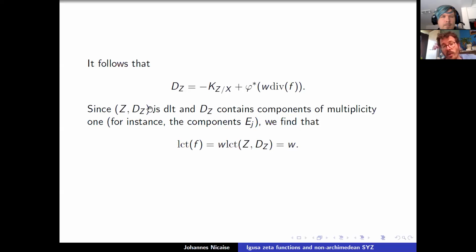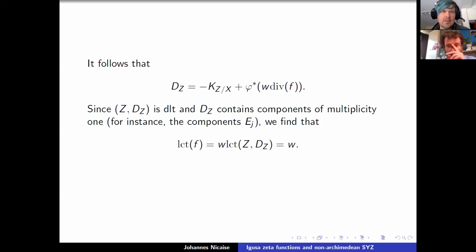And so this is a partial resolution for the pair (X, D_X) that we can use to compute the log canonical threshold of F. Inside D_Z, what appeared was not exactly the divisor of F, but W times the divisor of F. This has the effect of multiplying the log canonical threshold by a factor W. So the log canonical threshold of F is equal to W times the log canonical threshold of the pair (Z, D_Z). And as I've just explained, this is equal to 1. So we find that the log canonical threshold of F is indeed equal to W, and that's what we wanted to prove.